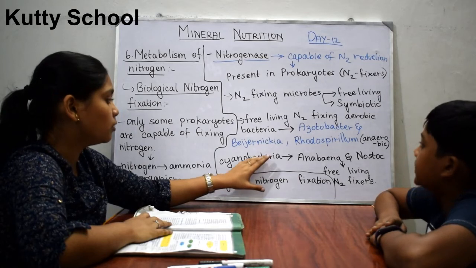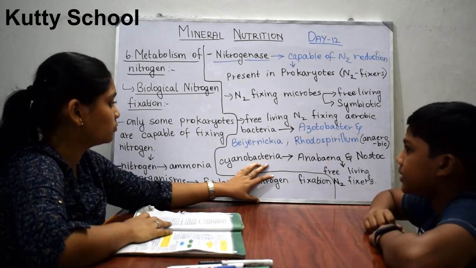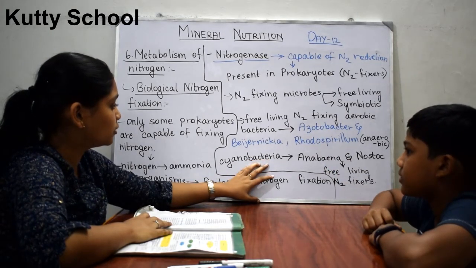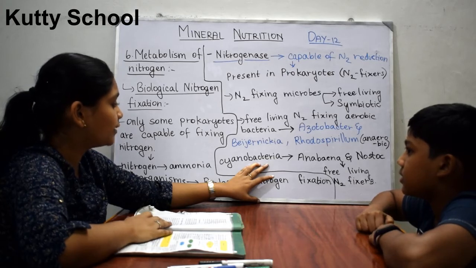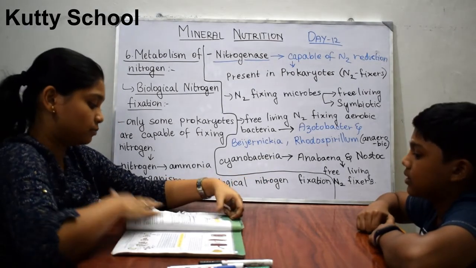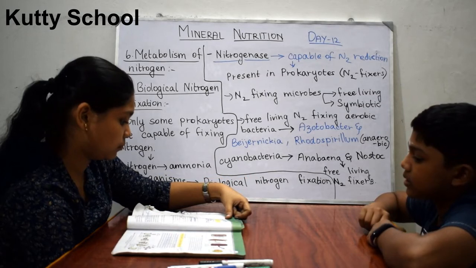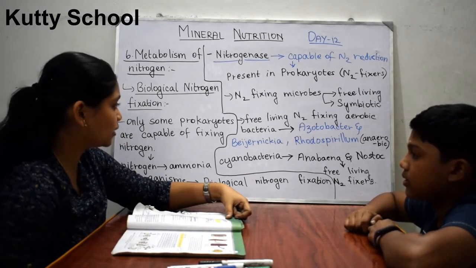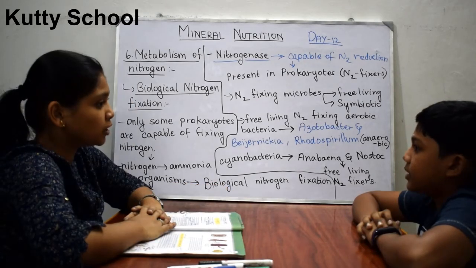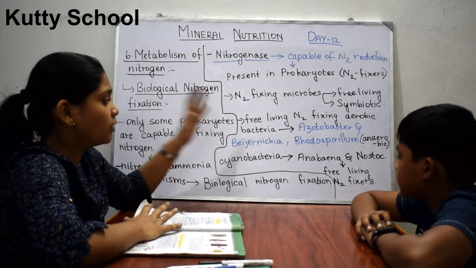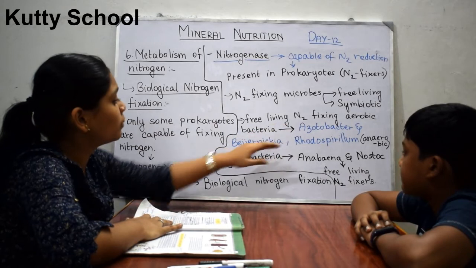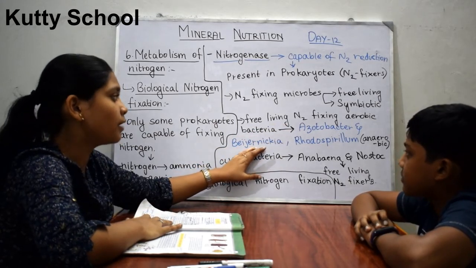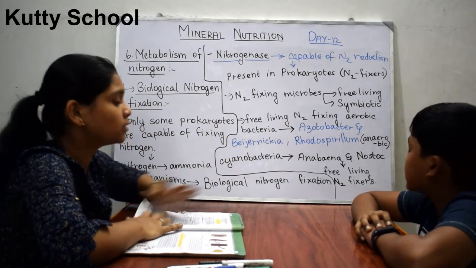So which category does Rhizobium come under? Rhizobium is symbiotic, associated with the root nodules. These others are free living nitrogen fixing bacteria. Acetobacter and Beijerinckia are aerobic bacteria and Rhodospirillum is anaerobic.